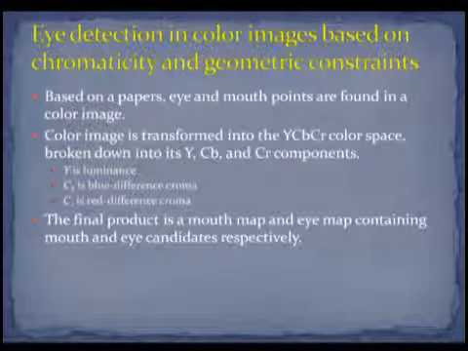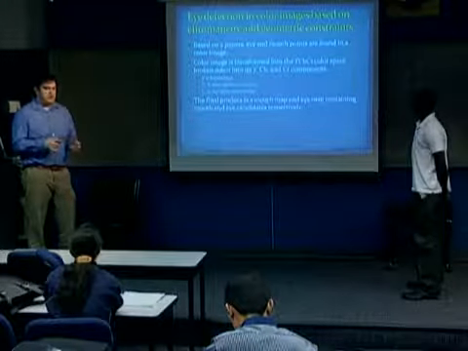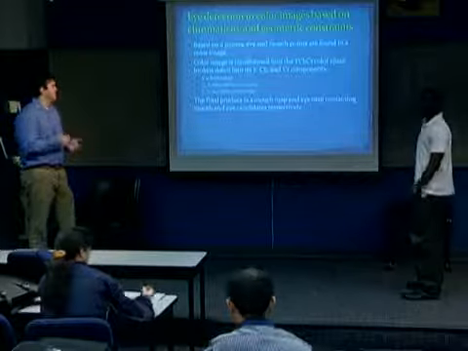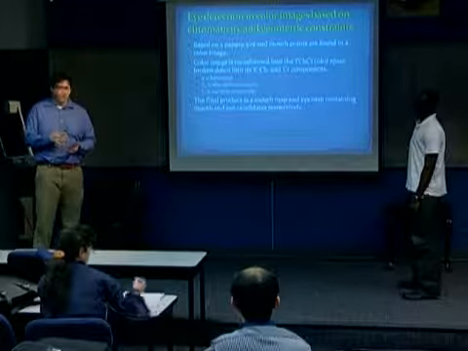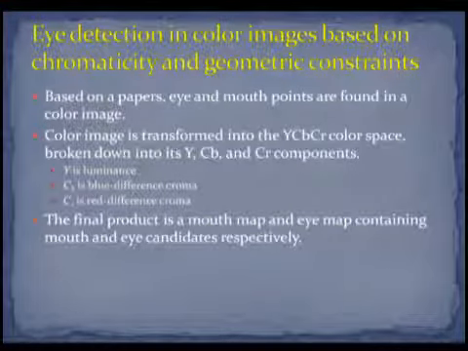Again, my research is based on eye detection in color images based on chromaticity of the image and geometric constraints. Based on the papers I've read, the goal is to find the eye and mouth points for a color image. The color image is transformed into the YCbCr color space and broken down into the YCbCr components, where Y is the luminance or the brightness of the image. Cb is the blue difference chroma, where it's blue minus the brightness, and Cr is the red difference chroma, where it's red minus the brightness. The final product is a mouth map and eye map containing possible eye points and mouth points.